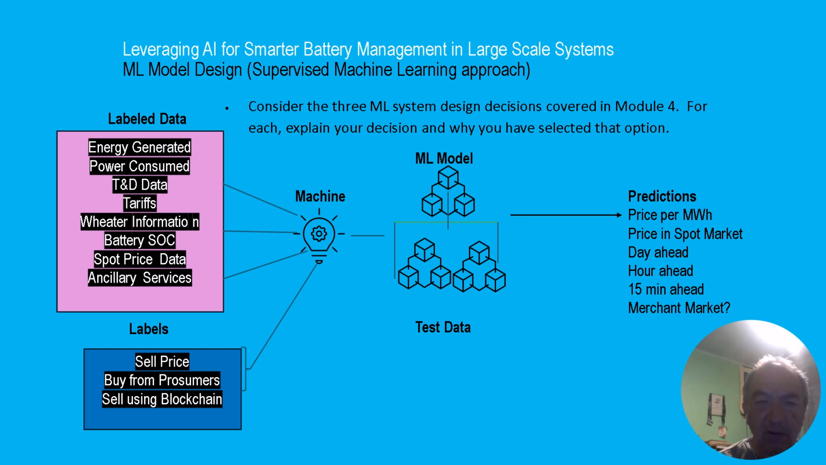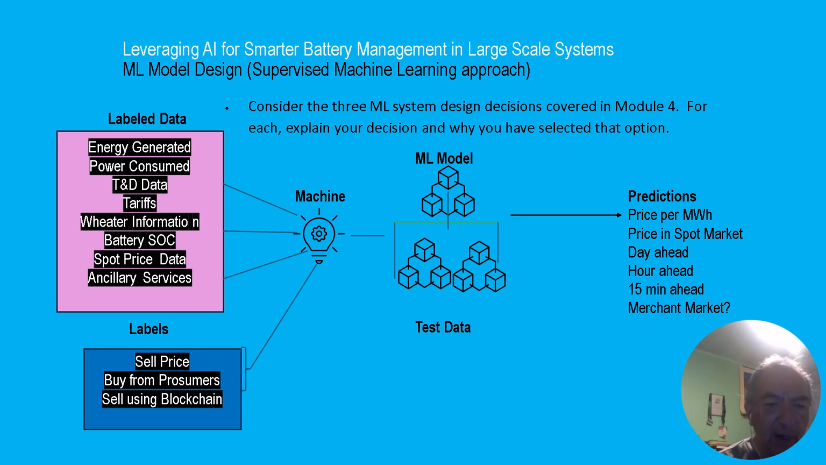Of the machine learning model. And as you can see in the label data, we're taking into consideration energy generated, power consumed, the transmission and distribution data, the cost of the electrical tariffs, information related with weather, the state of charge of the battery, the prices in the spot market, as well as ancillary systems.